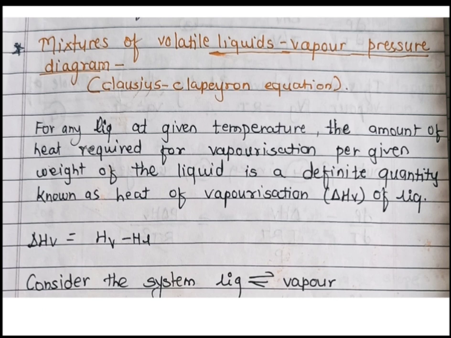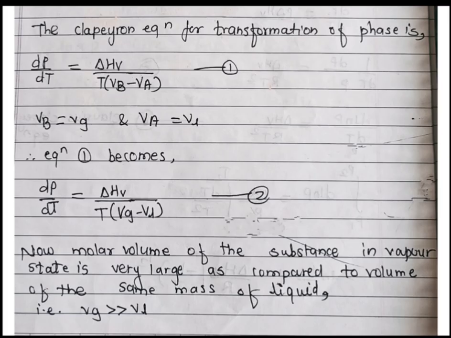And delta HV is equal to HV minus HL. Here HV is for vapor and HL for liquid. That means heat of vapor minus heat of liquid. So consider the system liquid and vapor. Now the Clapeyron equation for transformation of phase is, as we have seen already, the Clapeyron equation only. In today's lecture, we are going to see the Clausius-Clapeyron equation.